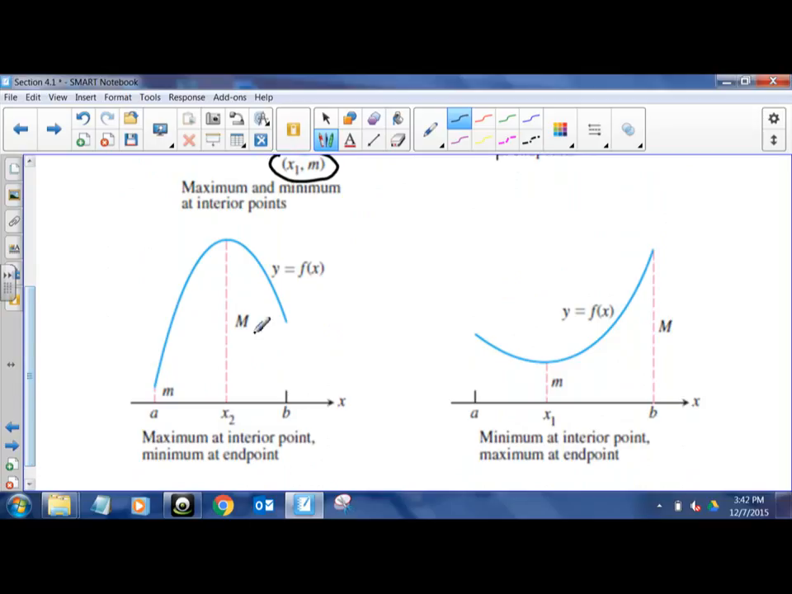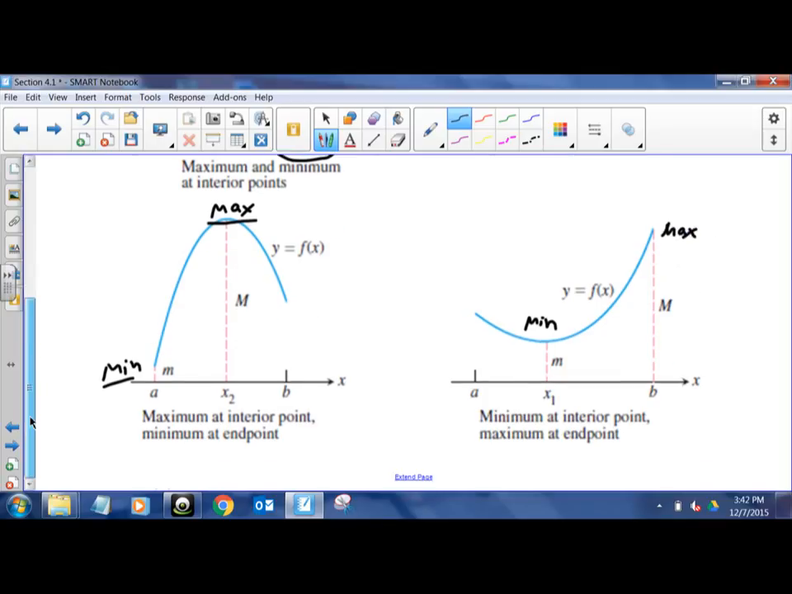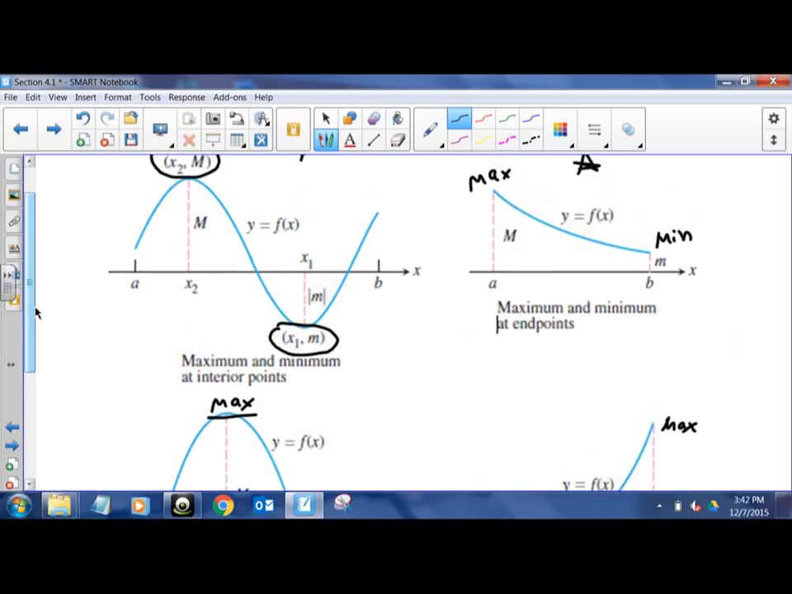This particular example is one of each. This has a max on the interior, and the minimum, which is right here, is going to be on the exterior. And over here, this one has a minimum on the interior and a max at an endpoint. Okay? So that's basically the idea. Those are pretty much the only four scenarios that can occur. They're going to just basically be somewhere on the parabola or the random curve, whether it's the interior or the exterior.